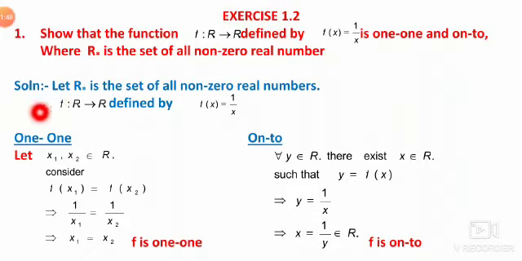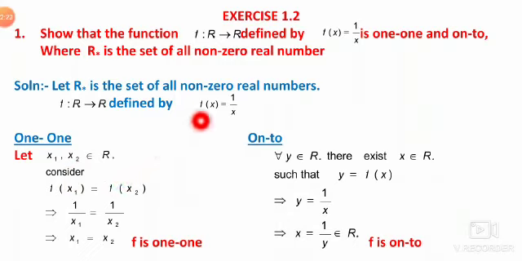Let me begin with the solution of this problem. Let R star be the set of all non-zero real numbers, and f from R star to R star defined by f of x is equal to 1 by x. Let me show that this is 1-1 and onto. Let me begin with the 1-1 function. As per the definition of the 1-1 function, let me take any two elements belonging to the domain set. Let x1, x2 belong to R star. Consider f of x1 is equal to f of x2.